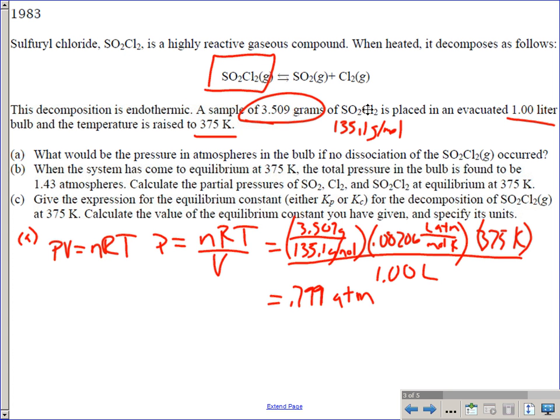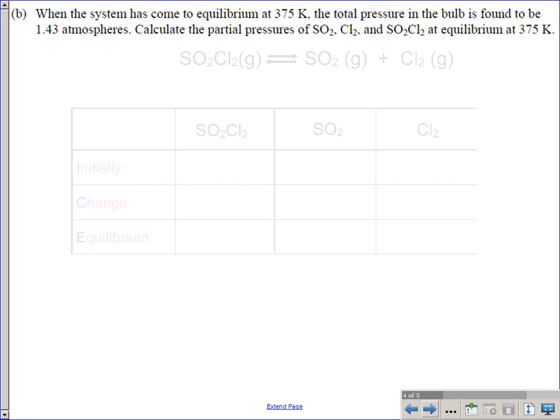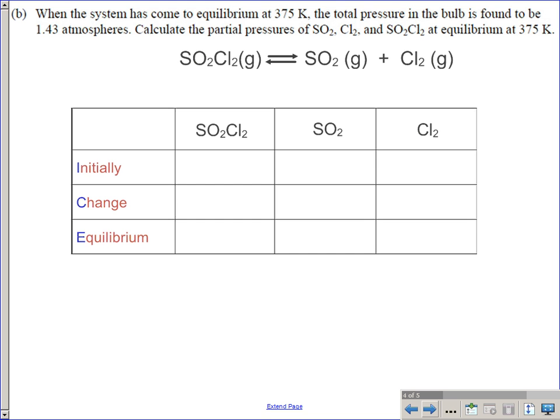Now, when I get to B, I'm not doing a PV equals nRT problem anymore. Now it's talking about being at equilibrium and calculating partial pressures. Well, in order to do that, I really have to set up my ICE box problem. So when we go to B, which is asking this question, we really start with our ICE box situation. Remember, the first thing you do in ICE box is you write the reaction, and then you set up your ICE box with your reactants and products as the columns. And then we go through and we take stock of what we got.